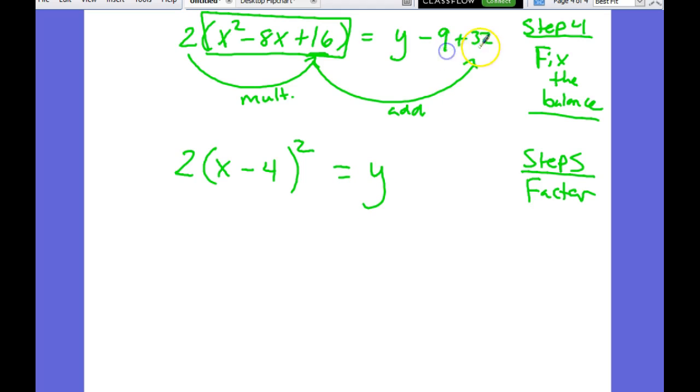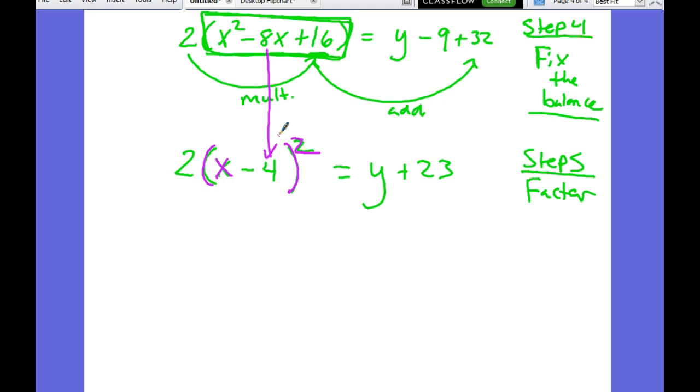I'm going to go ahead and combine these two numbers as well. 32 take away 9, 23. So, factor. Are you paying attention? I'm taking notes. That's good. So I gave you guys a shortcut for factoring these, right? And the shortcut I told you guys is that it's always x plus something squared. And that something is always half of that middle number, right?